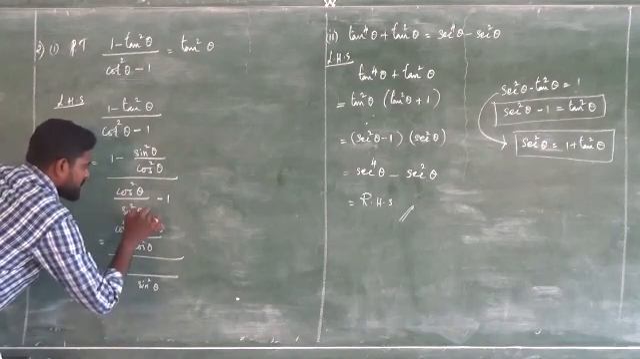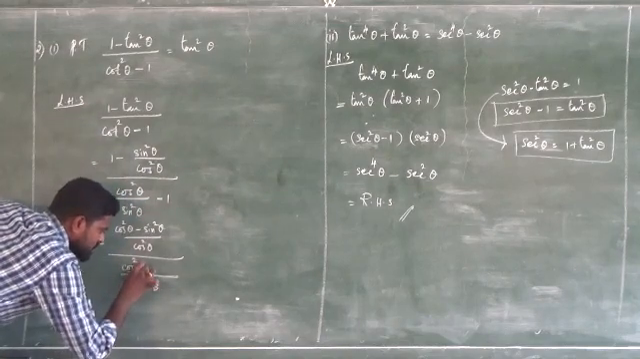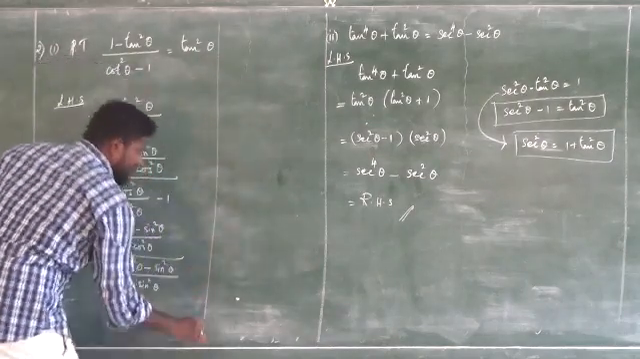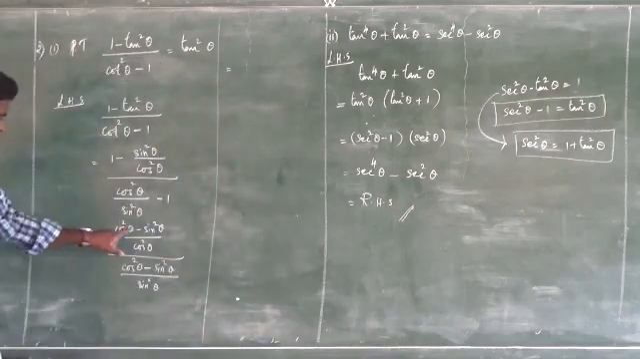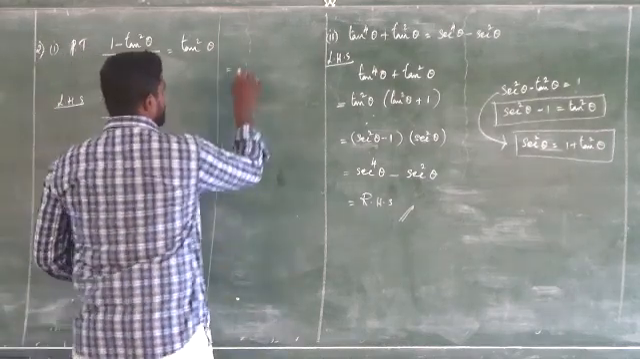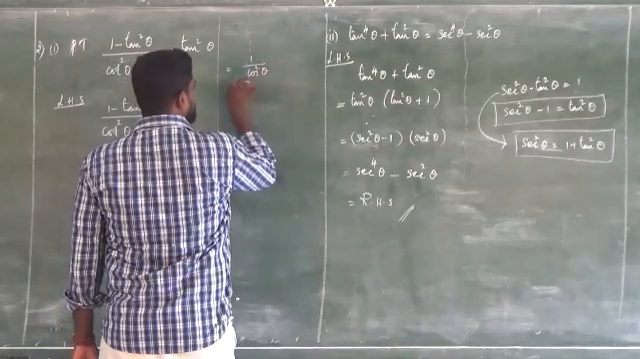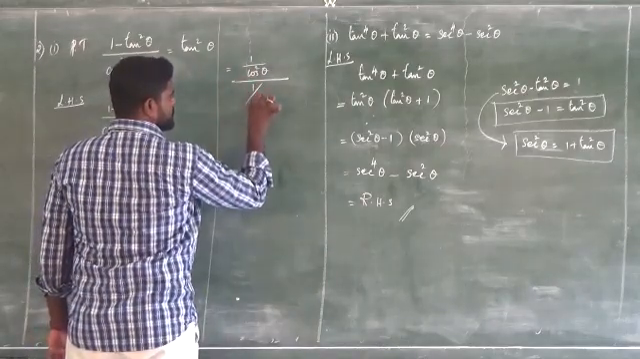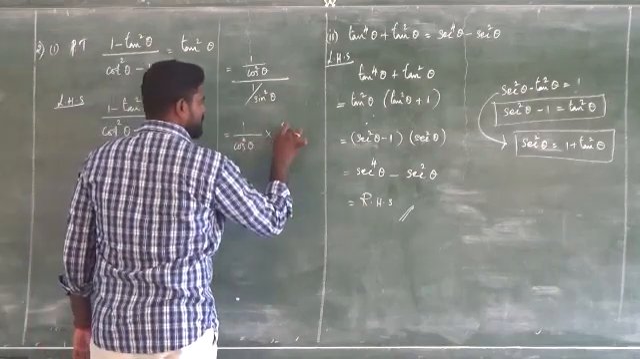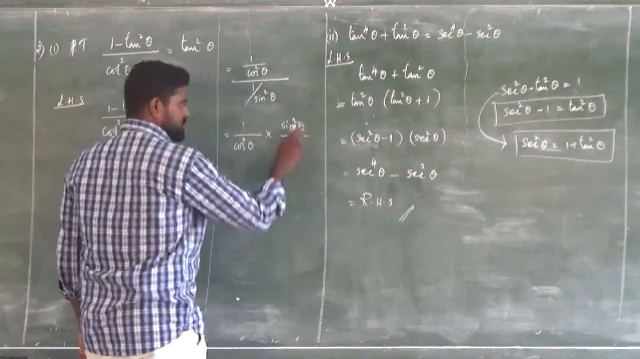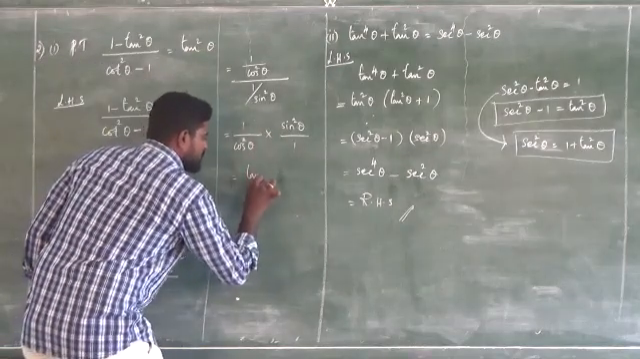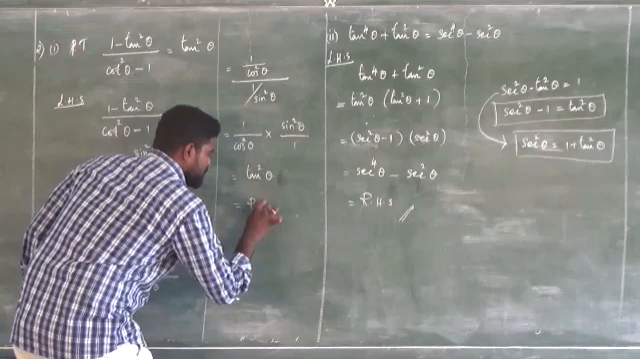If you take LCM, cos square theta minus 1 into sin square theta, it is minus sin square theta. Take reciprocal. So cos square minus sin square, here also we have cos square minus sin square, both will be cancelled, remaining 1 by cos square theta whole divided by 1 by sin square theta. Take reciprocal: 1 by cos square theta into sin square theta by 1. So sin by cos, we know that it is tan theta. So sin square by cos square is tan square theta, that is your RHS.